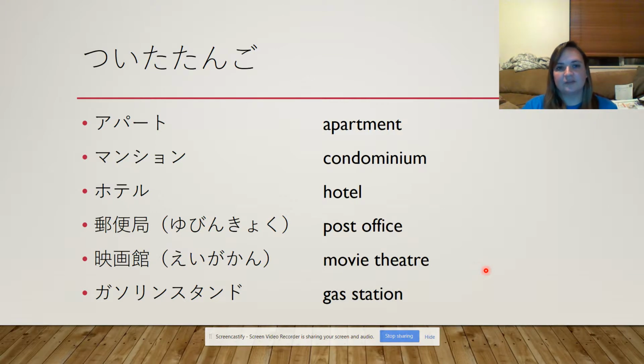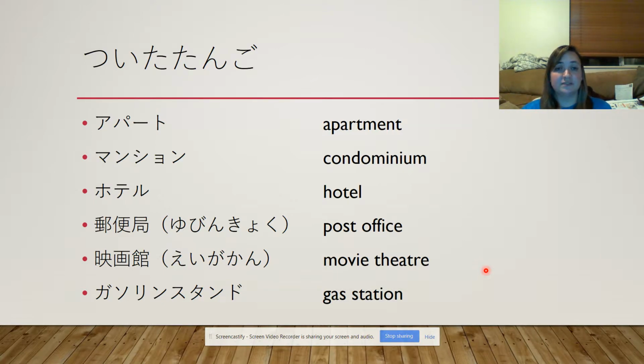But here are vocabulary from the other extra vocabulary. So we have アパート. This is, of course, an important word. アパート. It's a word for apartment. Okay, so you can say アパートに住んでいます. Our next one is マンション.